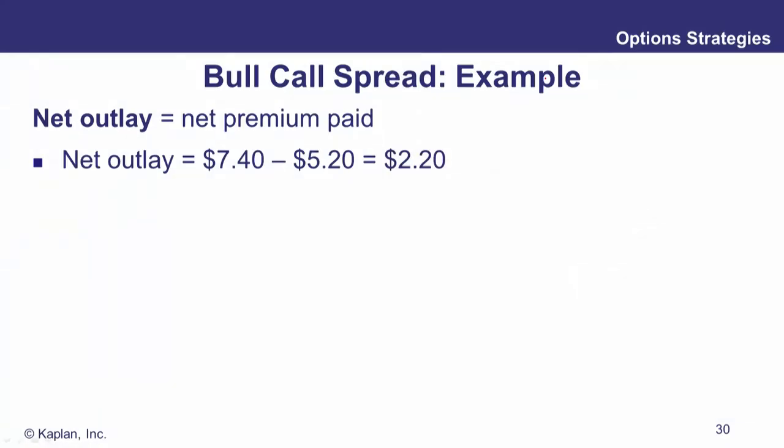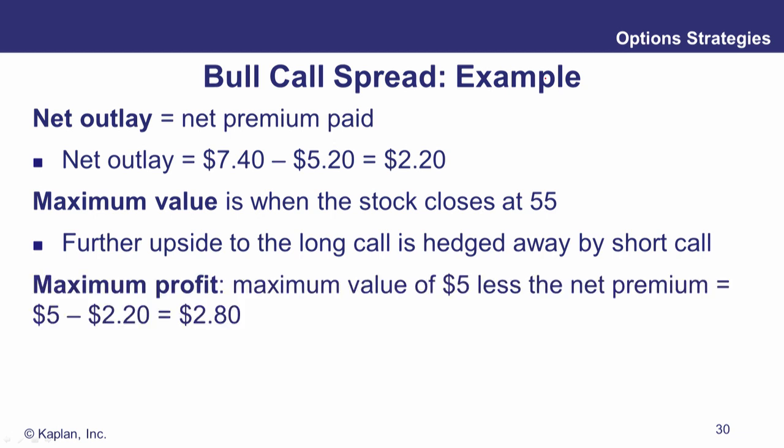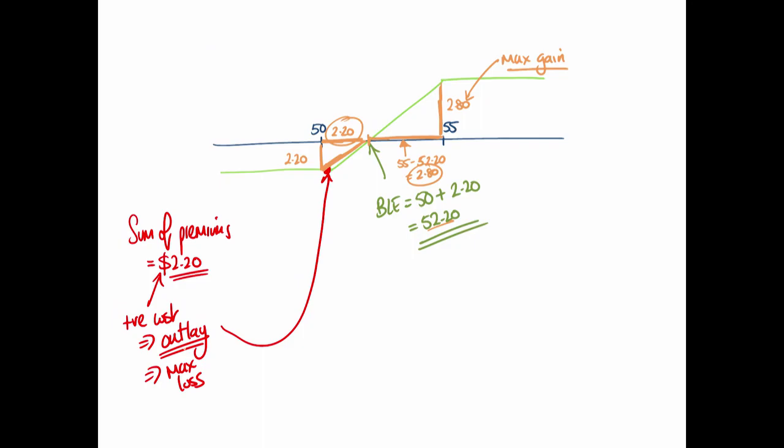I mean, the slides here are agreeing that our net outlay is 220. All right, the maximum upside is when we're at the upper strike, because any further rises in the underlying above that are lost, given away by the short call. Maximum profit, they agree with us, is 280. You'll win when we go between the strikes. You could think of it like this if you want: we win the $5 that we make as we go between 50 and 55, but we take off what we paid for the strategy, and that leaves us with just 280. That's another way of thinking about it.